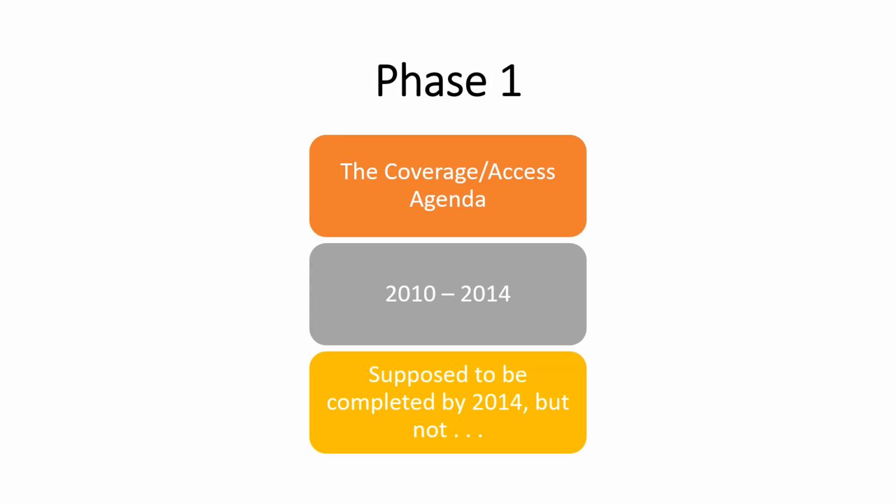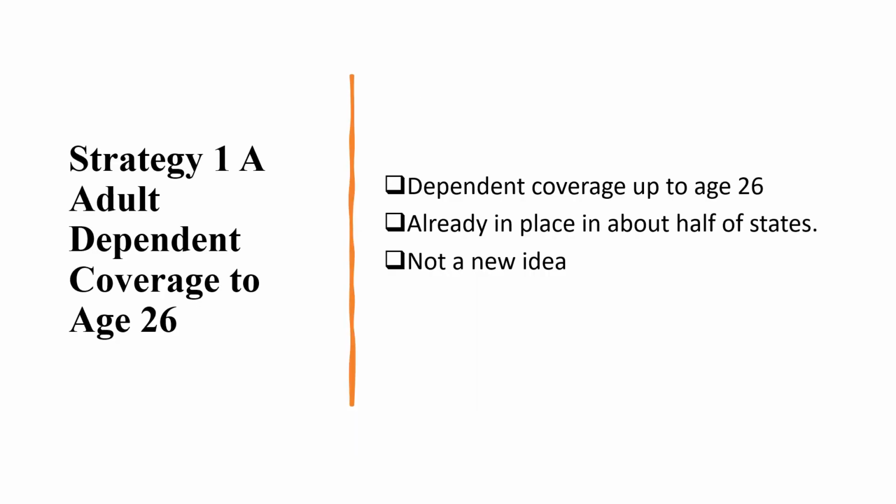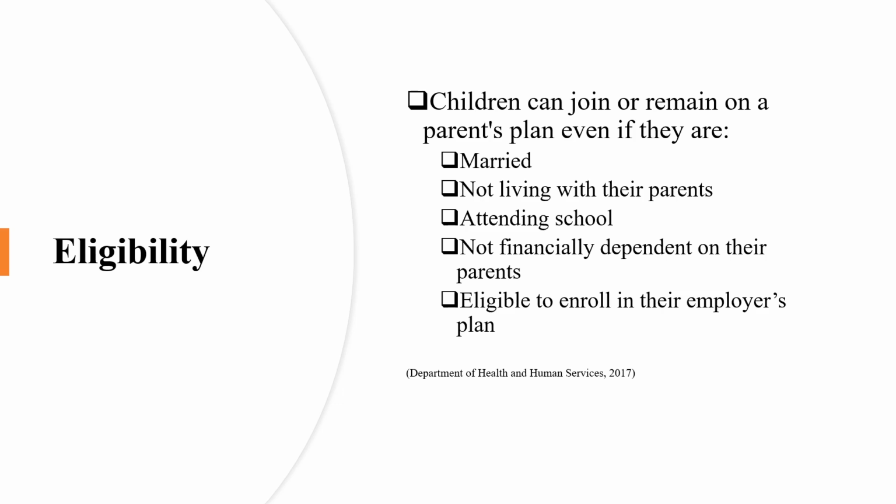So let's go into a little bit more on each of the strategies. The first one, as I mentioned, was to make provisions so that people who historically had a difficult time getting insurance coverage would be able to do so. And so dependents can stay on their parents' plans up to the age of 26. What was kind of interesting was that this was already in place in about half of the states. So it was not a new idea. This wasn't some wild strategy that was pulled out of the air. Now, the eligibility of it actually kind of changed over time.